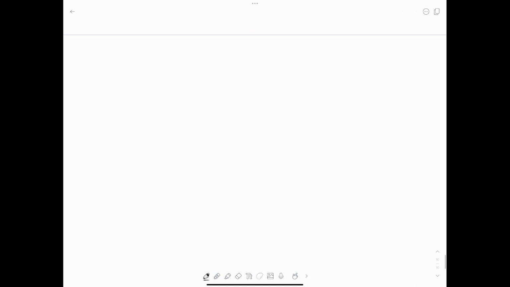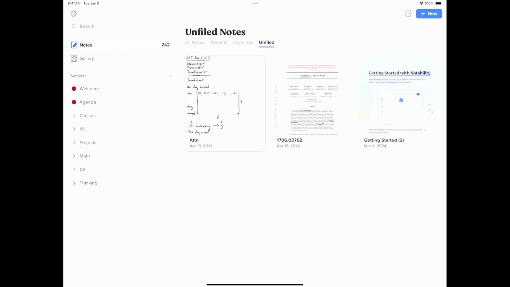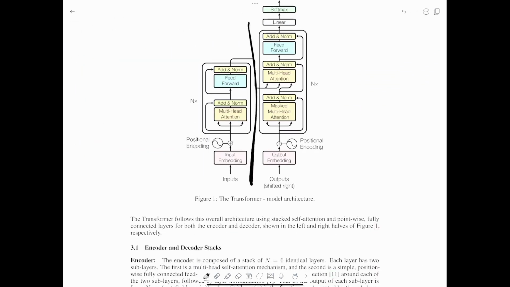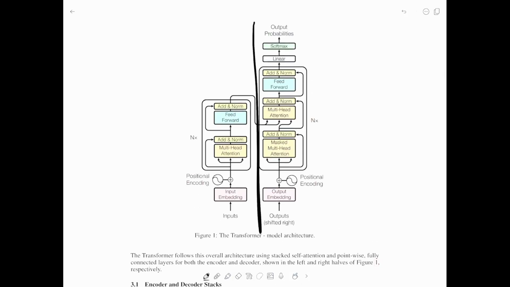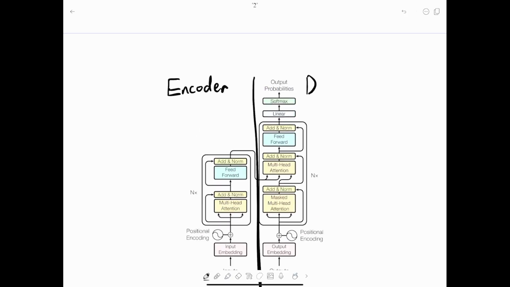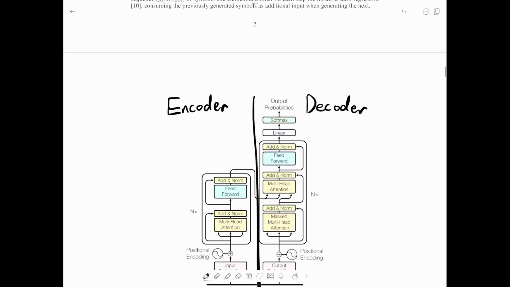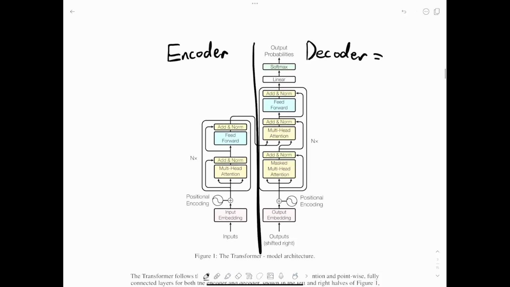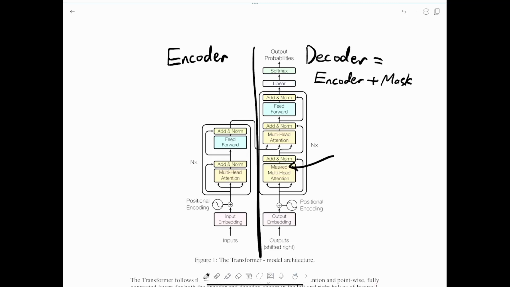And one more last thing, I guess. You can see that there's two sides here. There's a left-hand side and there's a right-hand side. Everything on the left-hand side is not masked, but this is masked here. And the reason is we split this architecture into what's called an encoder and a decoder. So this is an encoder, and this is a decoder. And all the difference is that the decoder is essentially an encoder but with the mask. So this is that masked multi-head attention where you zero out all the elements above the diagonal.